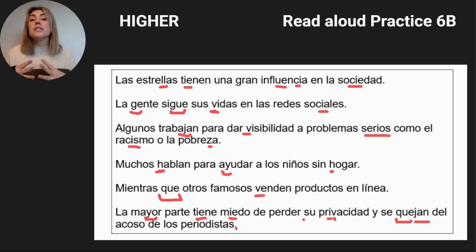I think I have identified the tricky parts, and then I am going to read it out loud, okay? So I get to the exam room, and then I do my role play, and then the examiner says, lee el texto, read the text. And I'll say, las estrellas tienen una gran influencia en la sociedad.